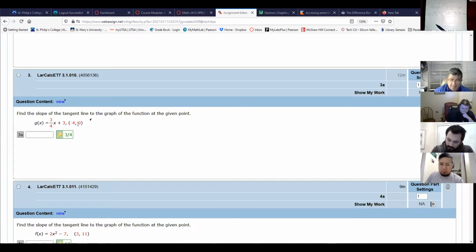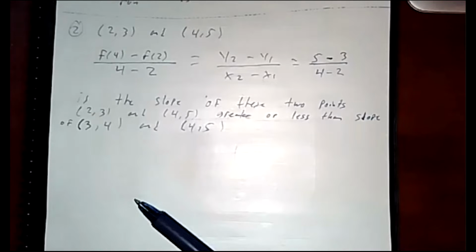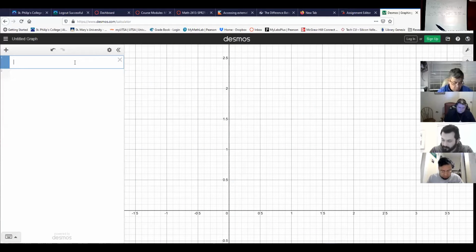All right, number 3 is find the slope of the tangent line. So basically, we need to graph it so we can see what's going on here. Can you see the graph? No, I can't. All right, let me share the graph really quick. Okay. You can see it? Yeah.